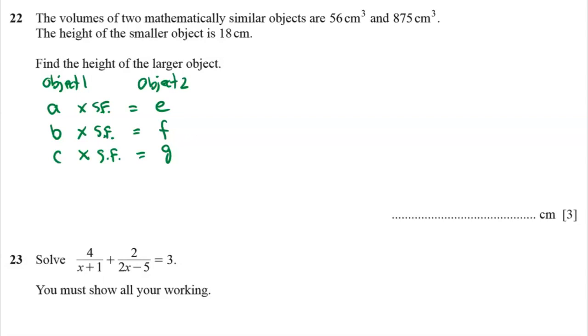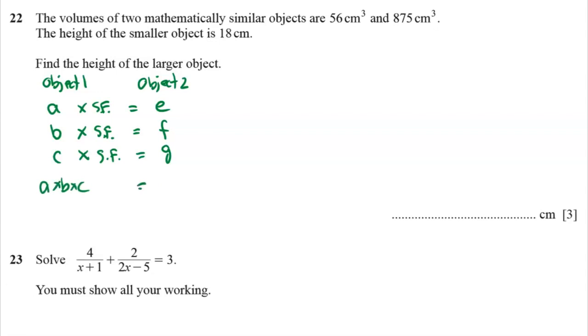We're going to take, let's just say it was a prism. For example, for object 2, it's going to be easy. The volume will be EFG. Multiply them together, we have the volume. For the first object, the volume is going to be A times B times C.